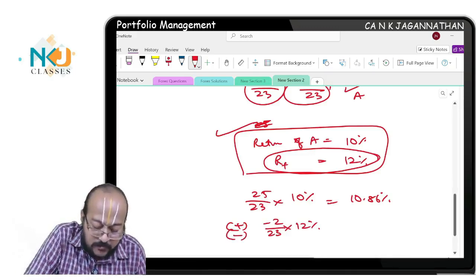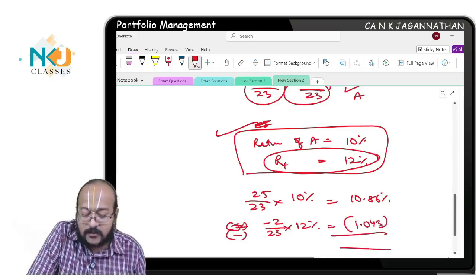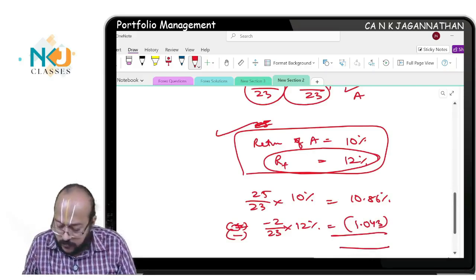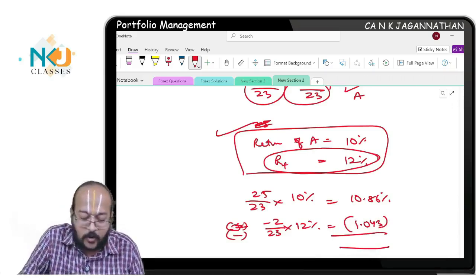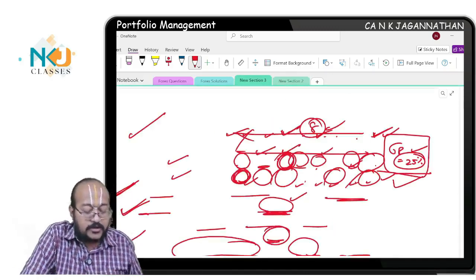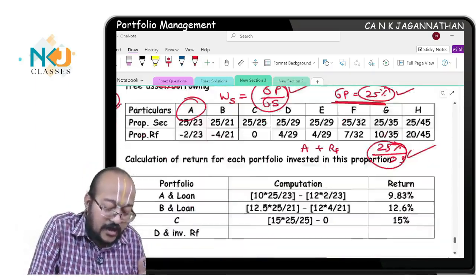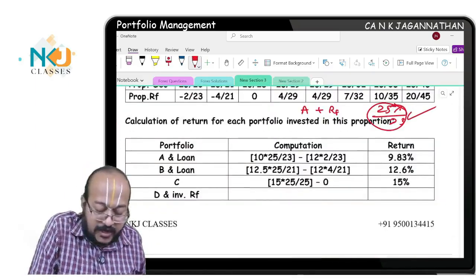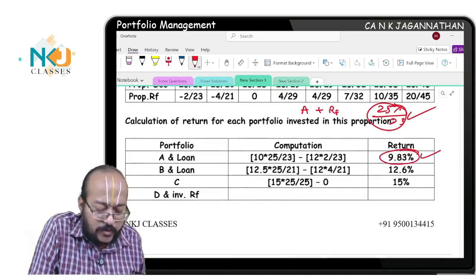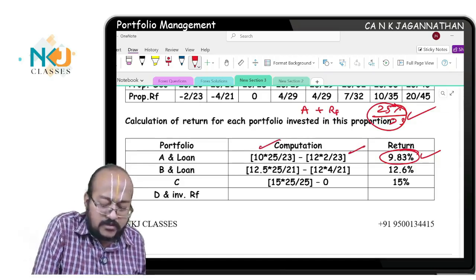Okay, the plus will become minus 1.043. How much is that? Please tell me. 10.86, okay, minus 1.043. How much is it? 9.817%. Are you all understanding? This will become the portfolio return, which includes risky asset as well as risk-free, as 9.83, rounding off. See here, 12 into 2 by 23, okay, 10 into 25 by 23. This is how you find out.